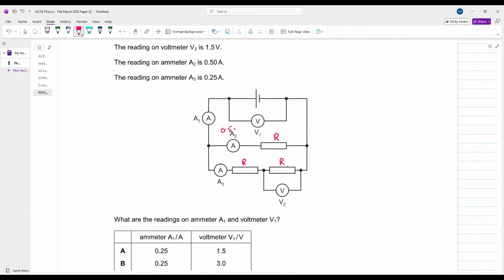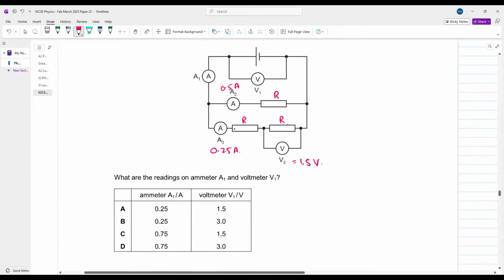ठीक है, 0.5 ampere. Reading on ammeter 3 is 0.25 ampere. And the reading on voltmeter 2 is 1.5 volts. बेटा, ammeter 2 पे आपकी रीडिंग क्या है? 0.5. Ammeter 3 पे आपकी रीडिंग क्या है? 0.25. वोल्टेज की रीडिंग क्या है? 1.5. परफेक्ट. What are the readings on ammeter 1 and voltmeter 1?